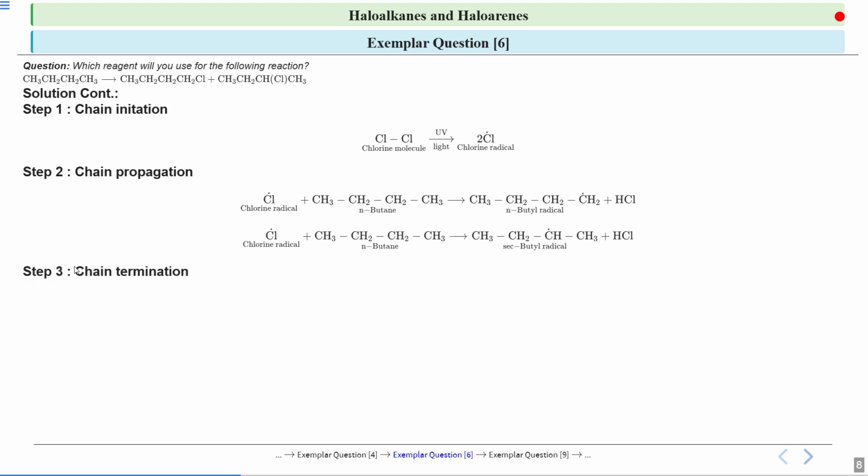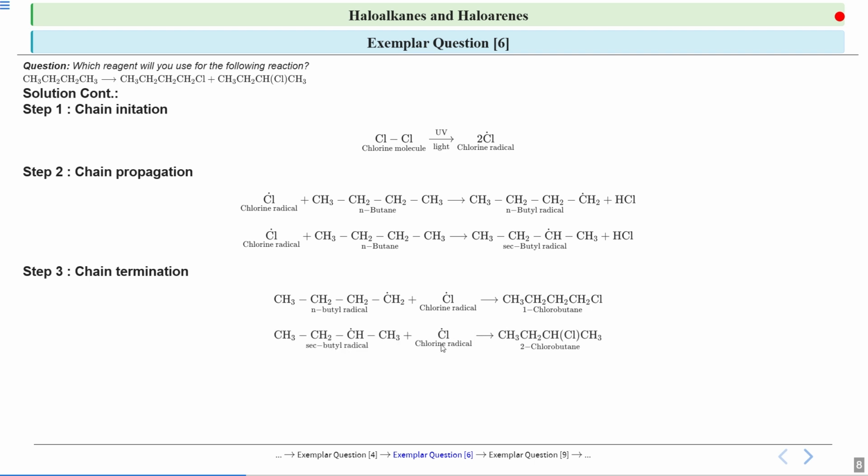The third step is chain termination. Now every product is going to be made in this step. So the n-butyl radical, which you got after the chlorine radical attacked the first carbon, combines again with a chlorine radical to give us 1-chlorobutane as a major product. And in the other way, a chlorine radical joins with the secondary butyl radical, and you get 2-chlorobutane as your major product.